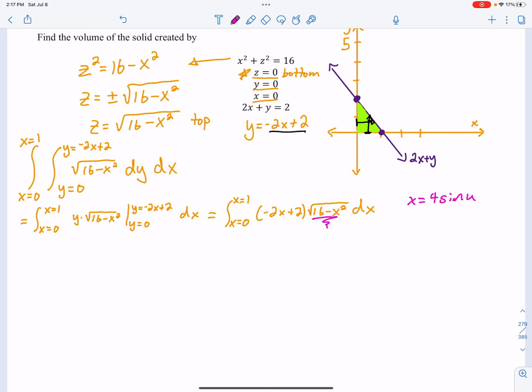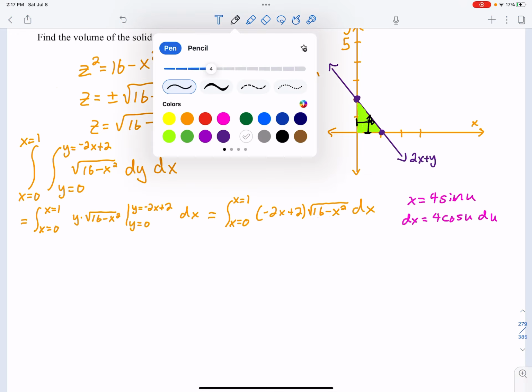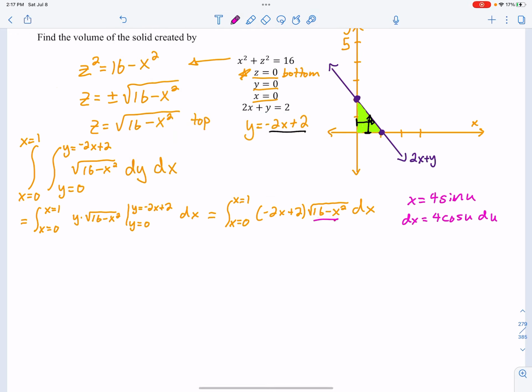What happens here, and we're going to start plugging things in, is if I take the derivative, dx is 4 cosine u du. So we're actually going to replace, let me get rid of this little part here. I have to write it out because there's stuff underneath it. All right, doesn't matter though. So that, not there, but here, is going to be replaced with that.